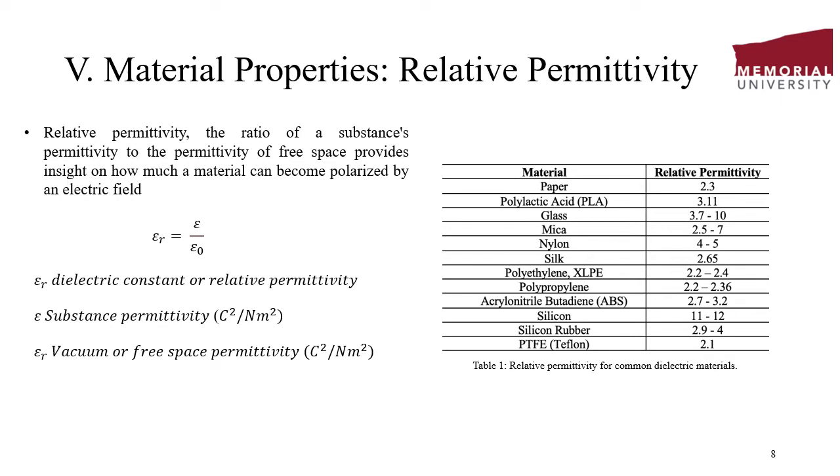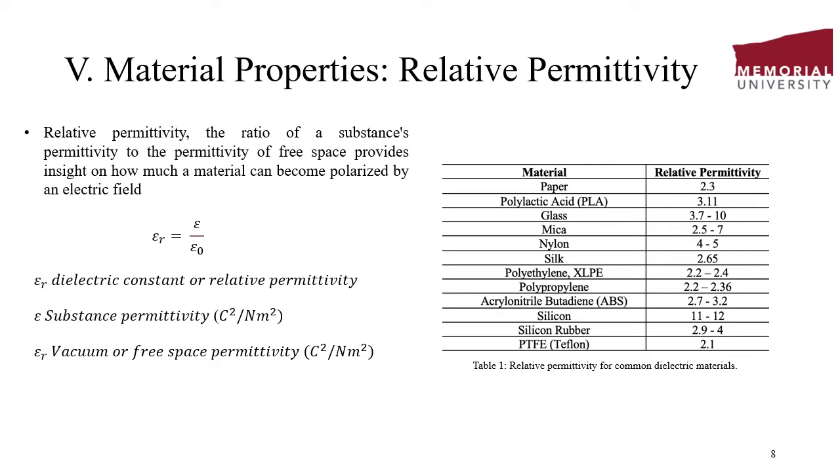In the following two slides, we are going to state the most important properties to consider when selecting materials. One is relative permittivity and the other is surface charge density. The relative permittivity, defined as the ratio of substance permittivity to the permittivity of space or vacuum, provides information on how a material can become polarized by placing it in an electric field, which means it indicates the energy that can be stored per unit of volume when placing an electric field.